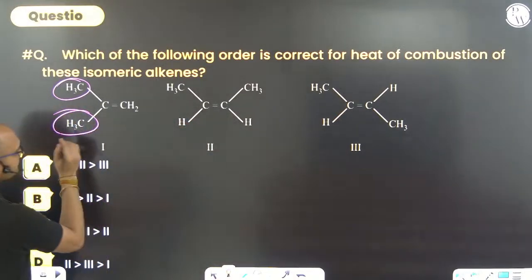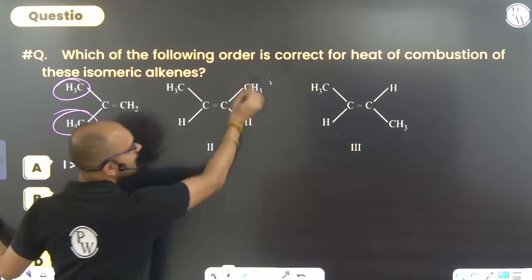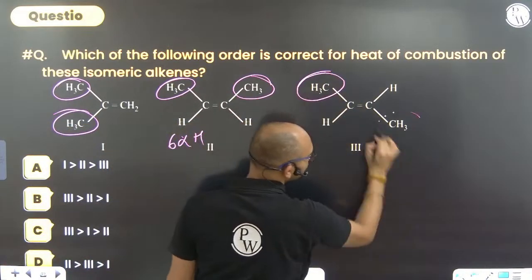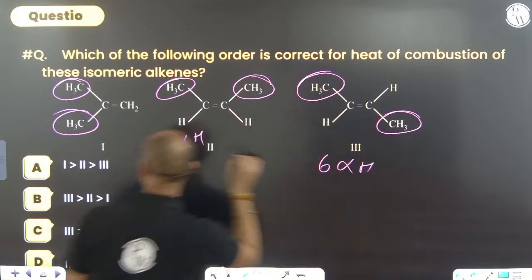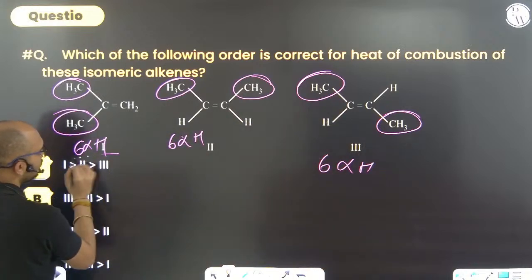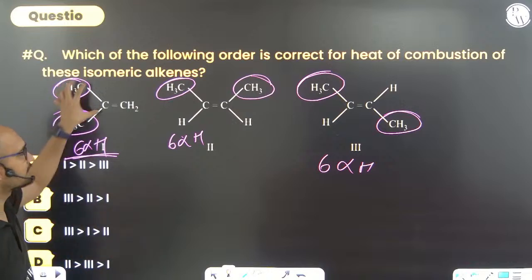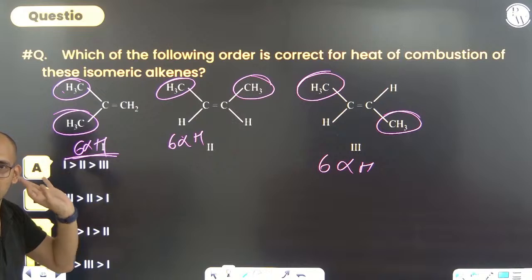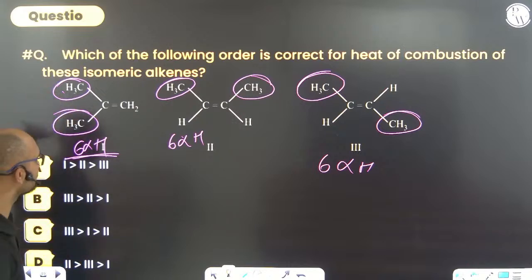Though you'll say, sir, here also there are 6 alpha hydrogens, and here also there are 6 alpha hydrogens, and here too. Always remember, if both of them are on the same side, it is going to be most stable. Okay, any problem? So this first one is the most stable.